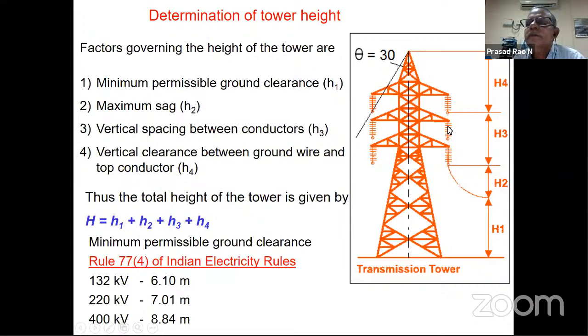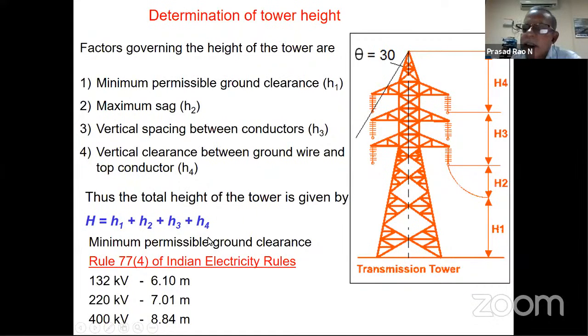Then H3 is the vertical distance between the three conductors. Then H4 is how much height we have to give for the peak in order to have a shielding of maximum 30 degrees, so that the conductor passes inside that shielding and there is no thunderstorm affecting the conductor. Otherwise, high voltage will enter into the conductor. The total height is known from H1 plus H2, H3, H4.